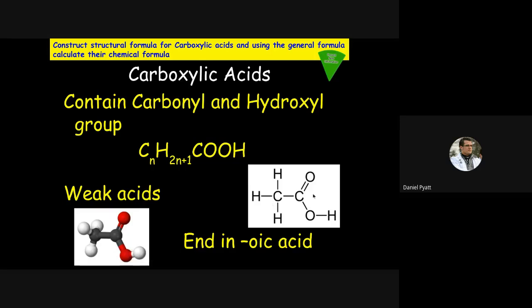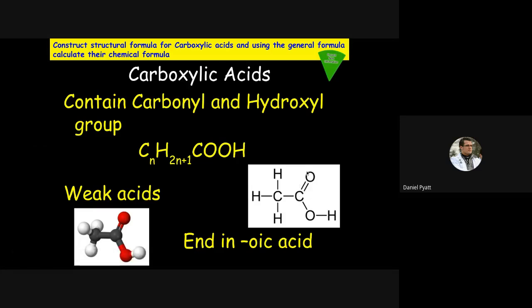Ethanoic acid is an acid that we use as our standard example of a weak acid, and carboxylic acids are all weak acids, which we'll talk about in a second. Now, when you look at this, I just want you to notice there are three distinct bits. There's the C double bond O.